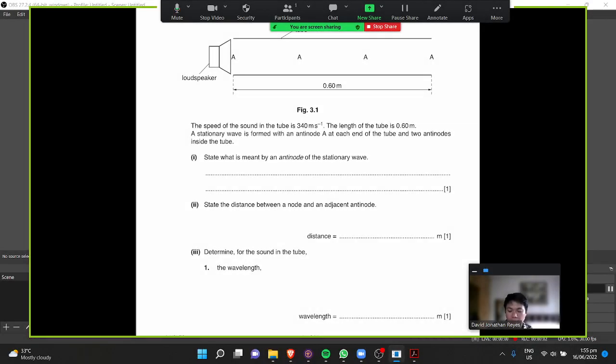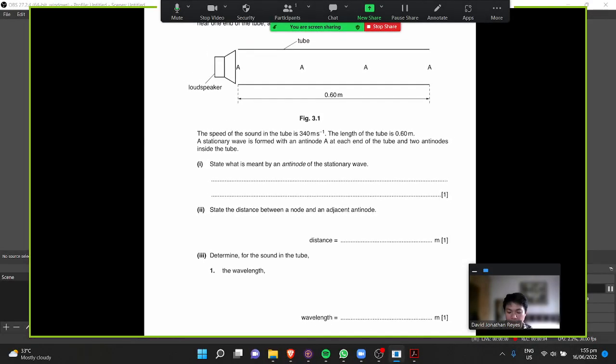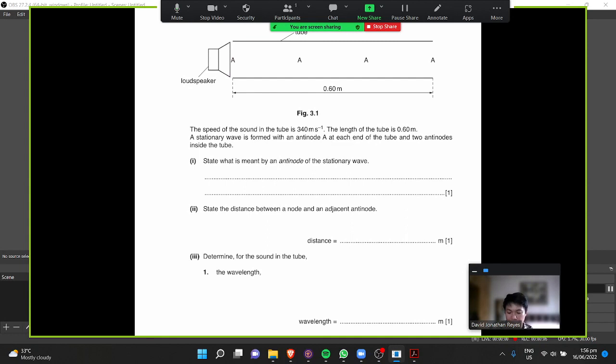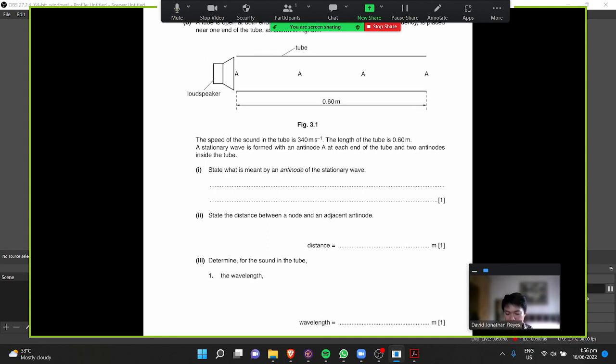So here we have a problem that deals with stationary wave patterns. Let's start off with this question here. You're asked, state what is meant by an antinode of the stationary wave. So basically, an antinode of a stationary wave is the maximum displacement of the wave.